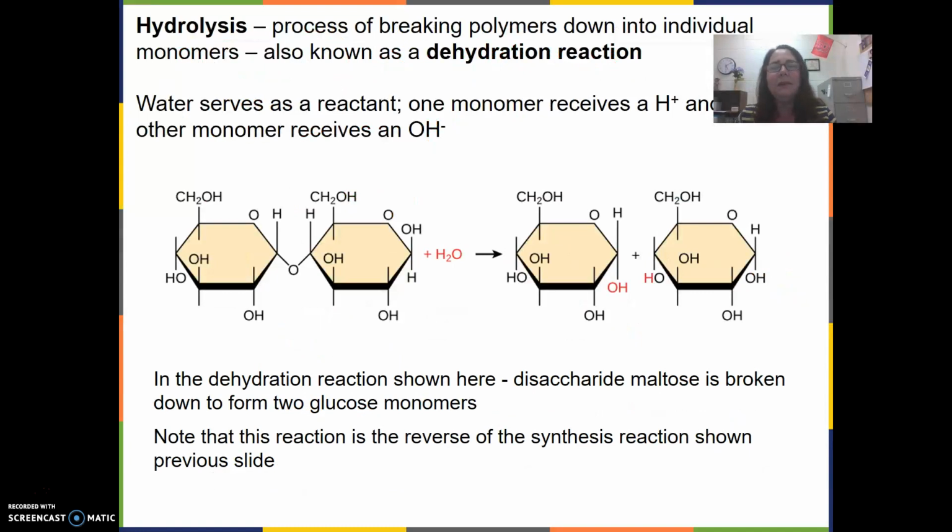And then the opposite of that would be hydrolysis, which is breakdown. Lysis means breakdown. So it is the breakdown of a larger molecule, or the breakdown of a polymer into individual monomers.